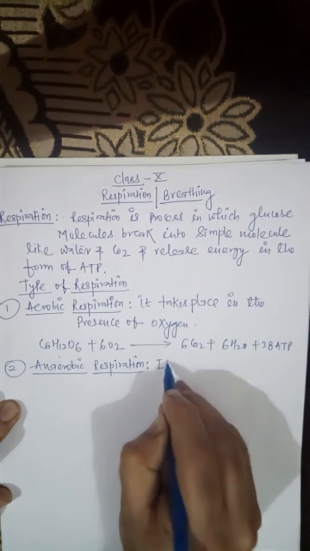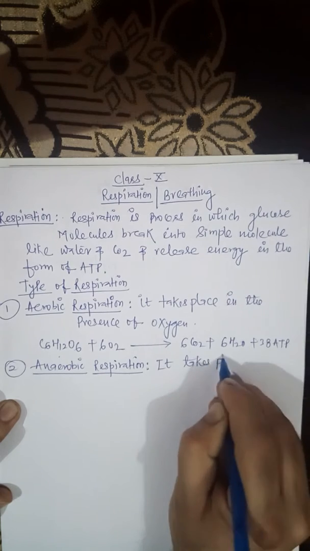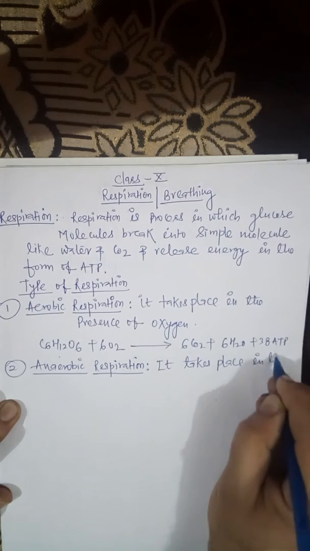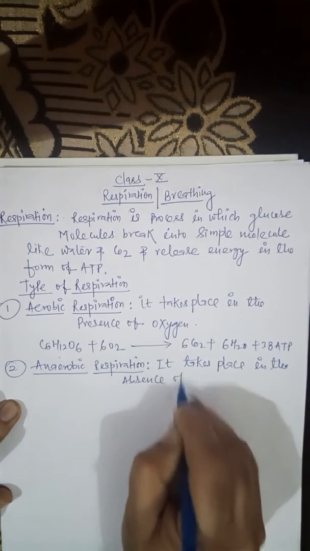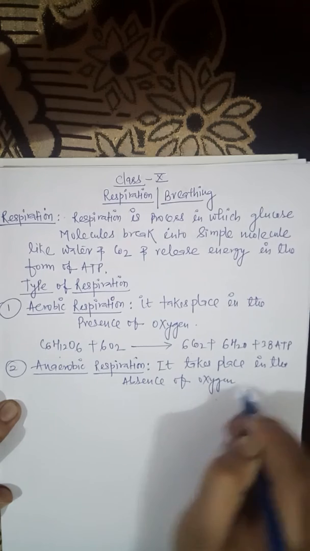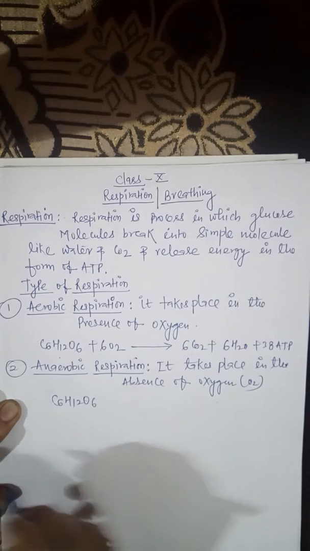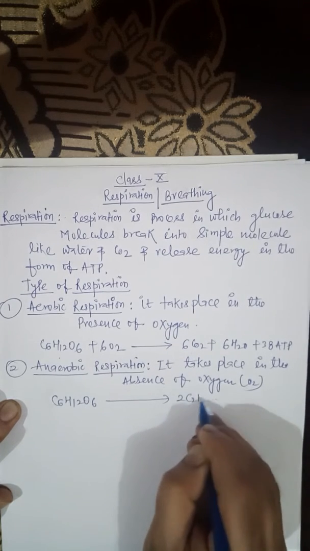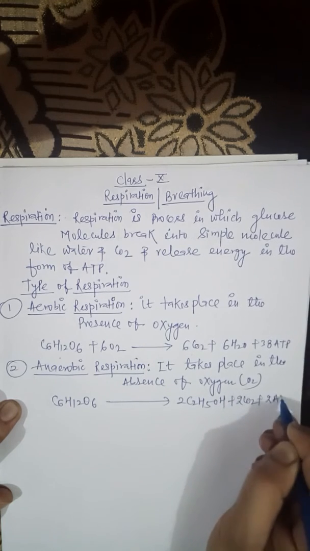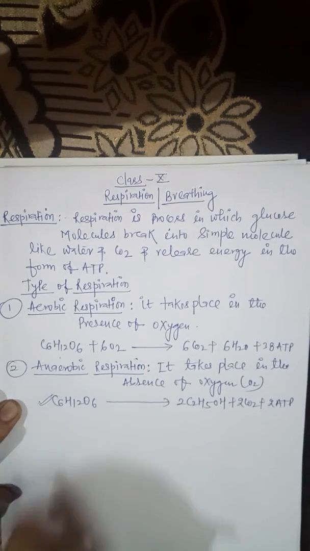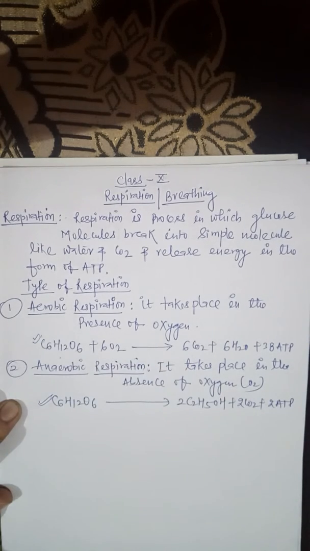So it takes place in the absence of oxygen. The reaction is C6H12O6 gives 2C2H5OH plus 2CO2 plus 2ATP. This is the chemical reaction of anaerobic respiration, and this is the chemical reaction of aerobic respiration.